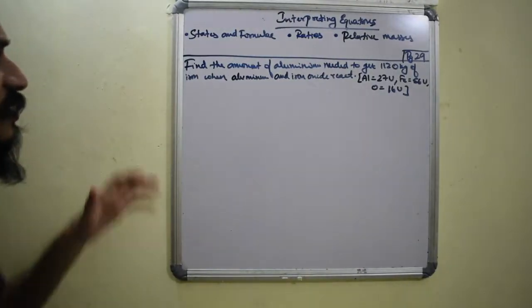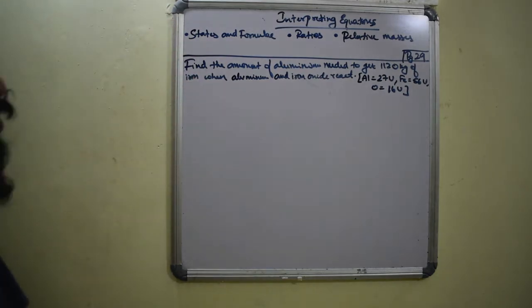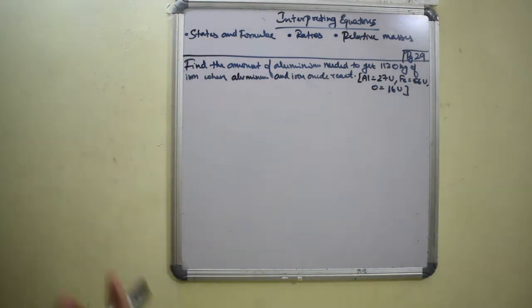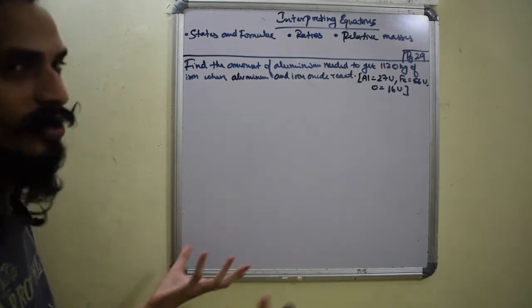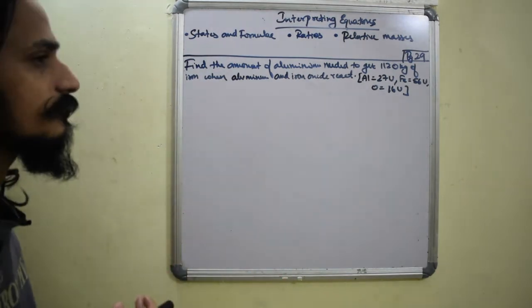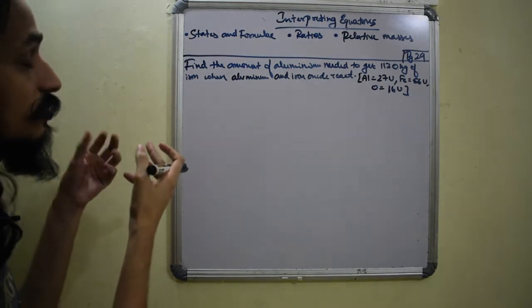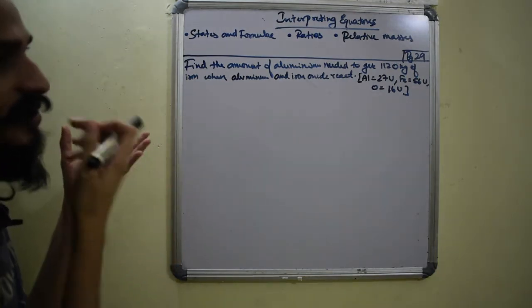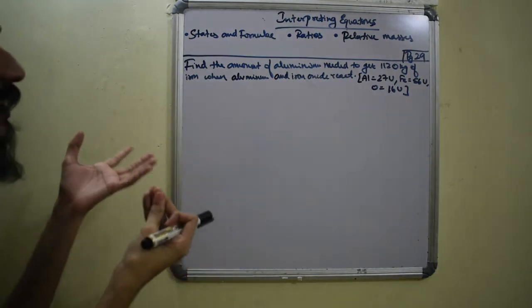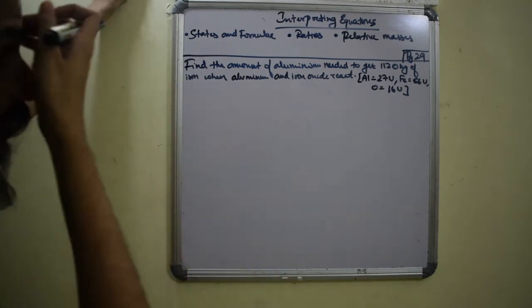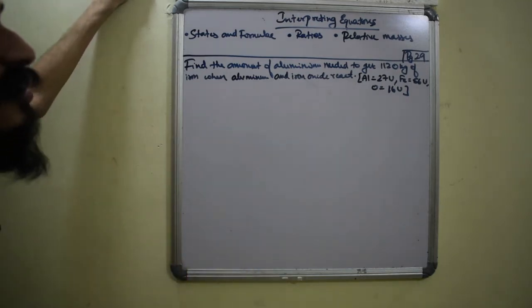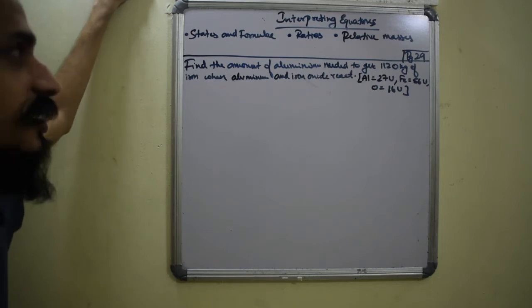So first thing is simple enough, states and formulae. Like how we mentioned yesterday, what physical state your reactants and products are in, and what their formula might be, right? Like for example, NaNO3 or whatever the formula might be. Okay, that's the first obvious thing that we can know from any equation.